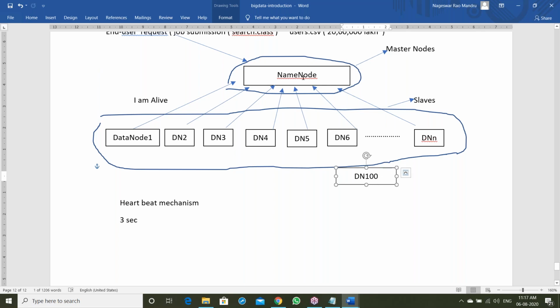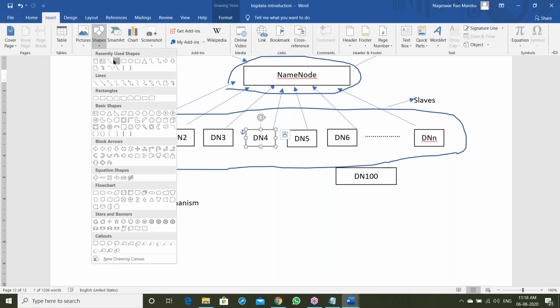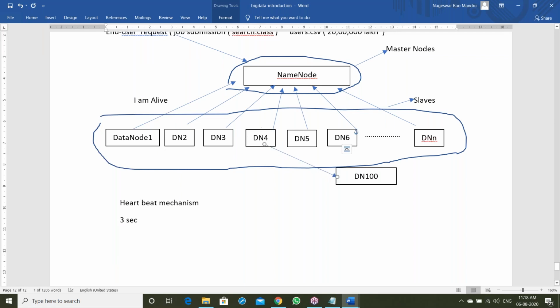Then what is the next step? The name node gives the instruction to the second copy node to create a replica for the dead blocks. The first copy is dead, but the second copy is available, the same data on another node. So the name node instructs the second copy node to create a replica of the dead blocks on the other node.